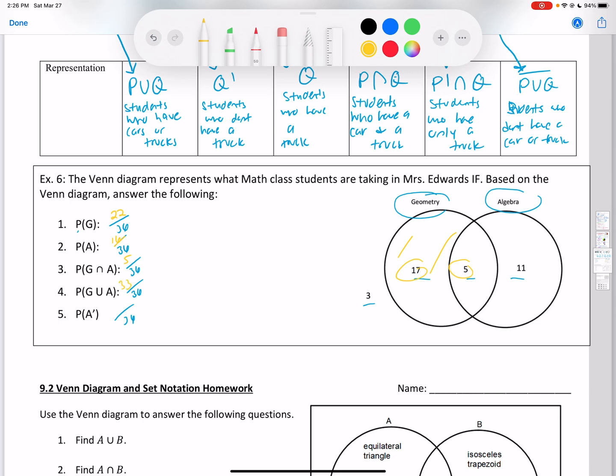And then my last one is everything except for algebra. So that's this guy, not him. He's in the circle for algebra, not him. And this guy. So that's going to be 20 out of 36.